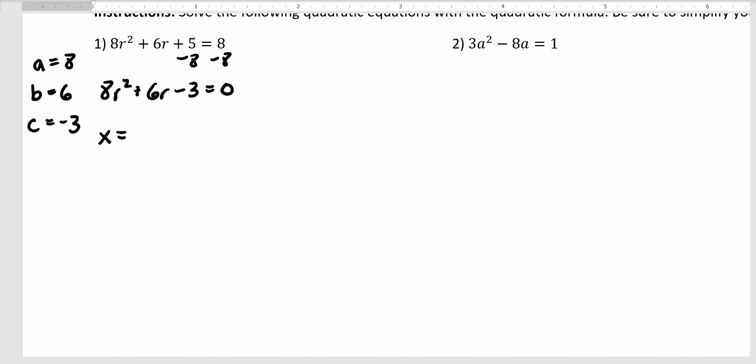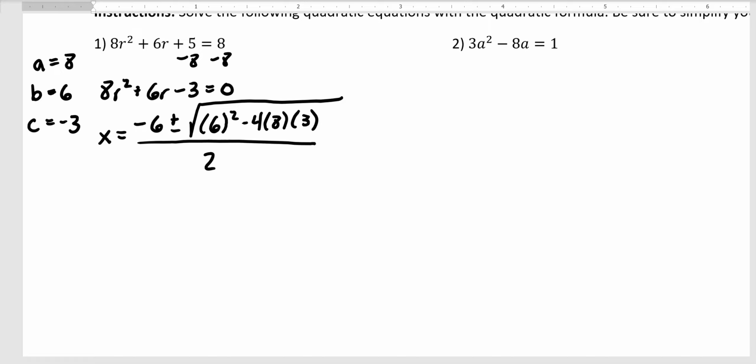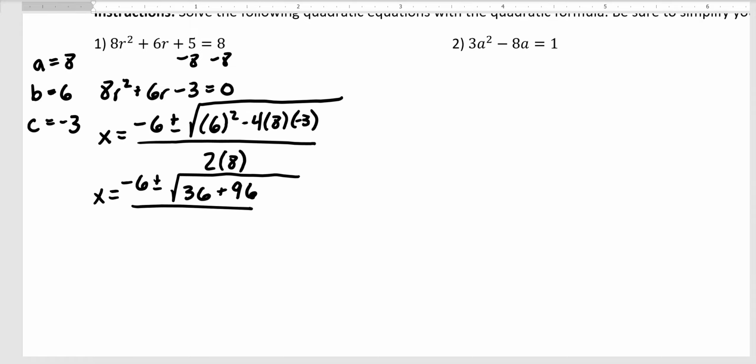that x equals the opposite of 6 plus or minus the square root of 6 squared minus 4 times 8 times negative 3, all over 2 times 8. All right, don't forget that negative 3 in there. So I'll say x equals negative 6 plus or minus 6 squared is 36. 4 times 8 is 32. 32 times 3 would be 96. So this will become plus 96 all over 16.